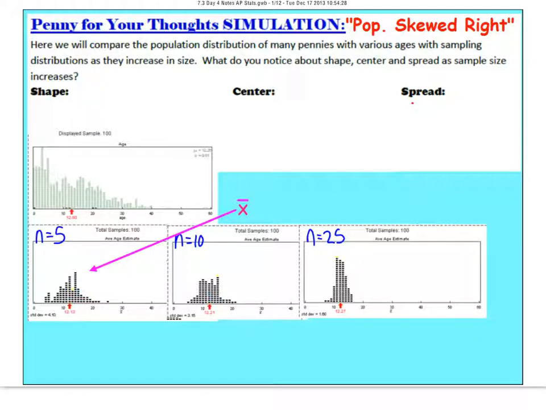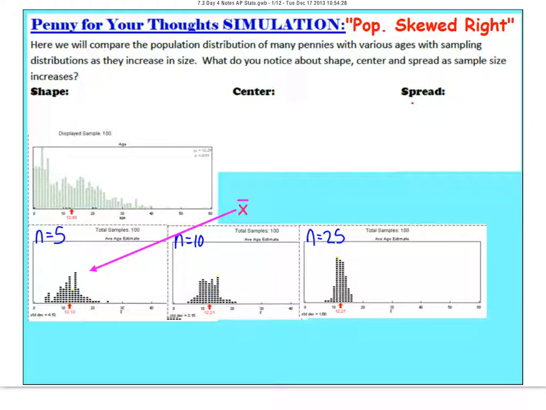We're going to compare what happens when we make a sampling distribution as the sample size increases. So we're going to look at shape, center, and spread. Here what they've done is they took 100 samples of size 5 and did a sampling distribution, recording the average age. And here they did a sample size of 10 100 times and a sample size of 25 100 times.